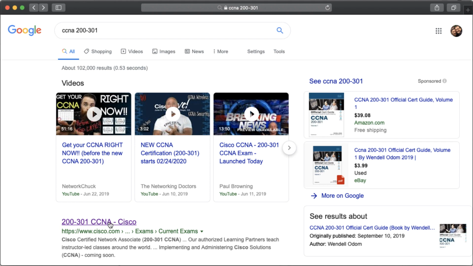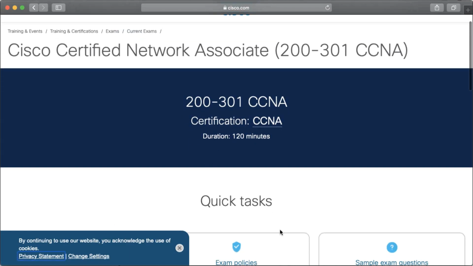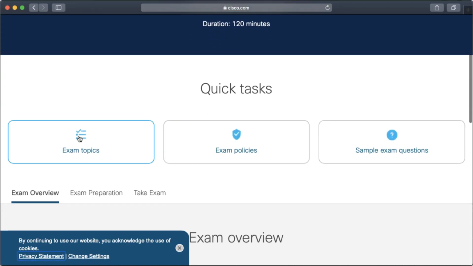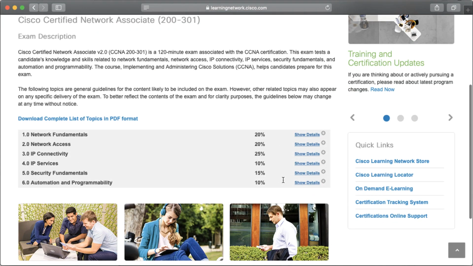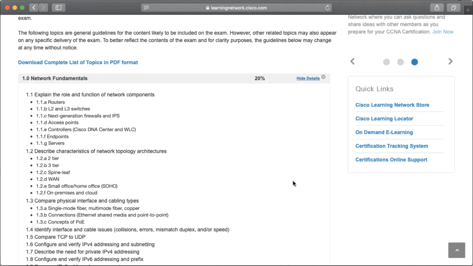Obviously, no one's seen this new test yet. It doesn't exist. So we're going to go into the blueprint for the new CCNA. So I'm going to go in under the exam topics, and I'm going to use the strategy that I've used for Cisco certification exams of this nature in the past, and that is scrutinize the language of the blueprint and see what would make sense for simulations.